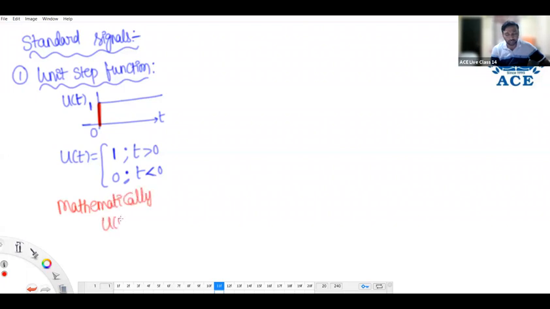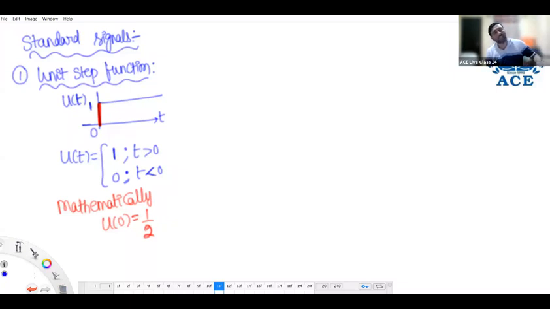Mathematically, u of 0 is taken as 1 by 2, that is, 1 plus 0 by 2. There is a reason why we are taking that value. Wait for a few minutes, you will get clarity. Why is u of 0 equal to 1 by 2? Mathematically, u of 0 is taken as 1 by 2.